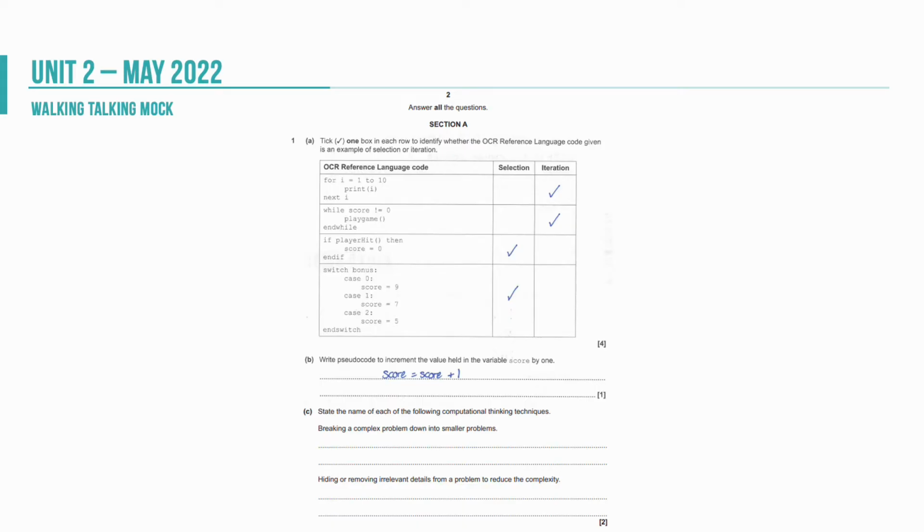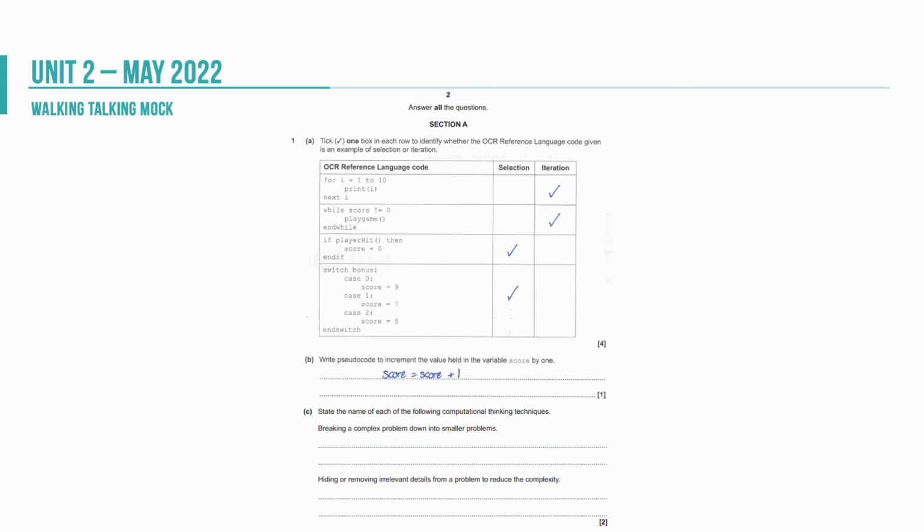We're then asked to look at 2 definitions, and this is right at the start of the course if you study in order, looking at the cornerstones of computational thinking. We want to break down a problem into smaller chunks, and we're looking at hiding or removing irrelevant details from a problem to reduce the complexity.